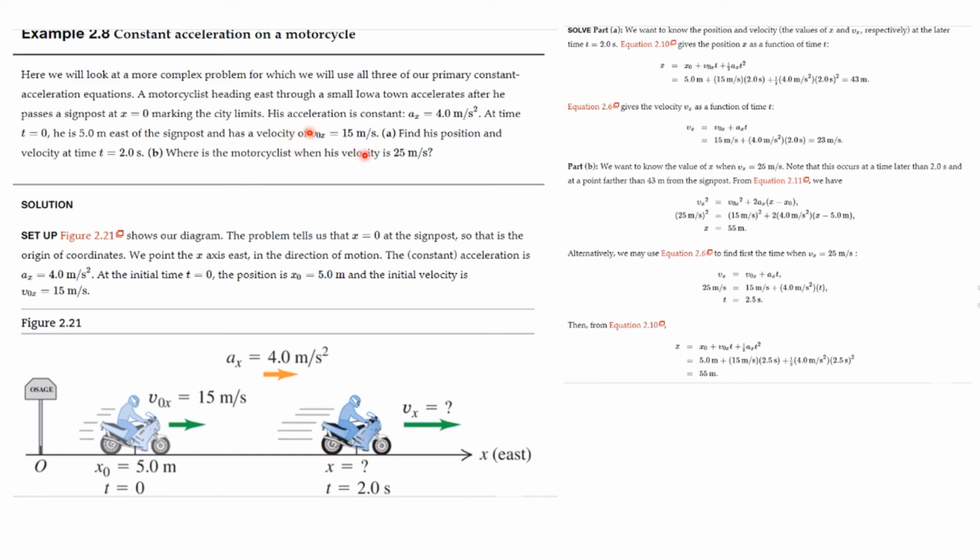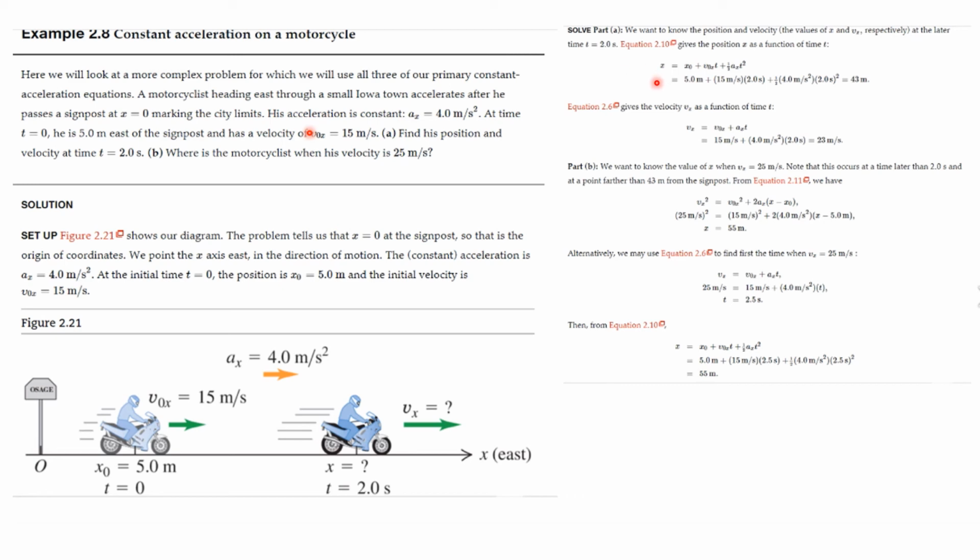And he has a constant velocity before he begins accelerating of 15 meters per second. Find his position and velocity at time t equals 2 seconds from this point. And where is the motorcycle when his velocity is 25 meters per second? Okay, in part A, we want to know the values of x and v sub x respectively when time t equals 2 seconds.